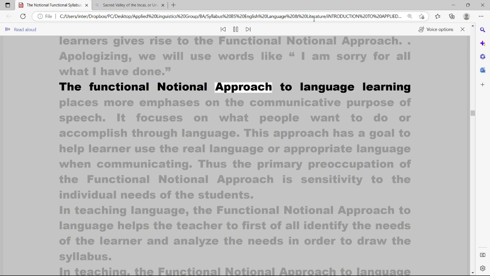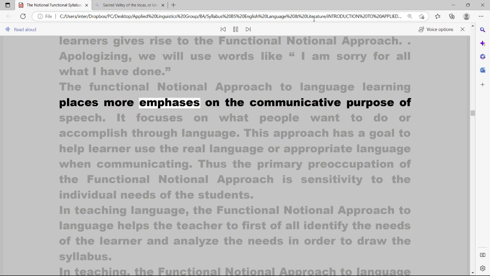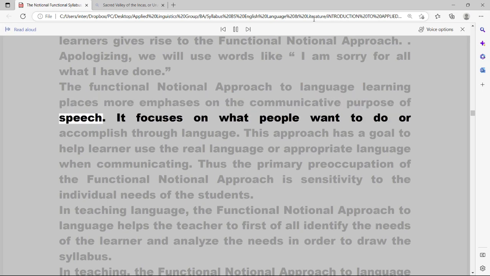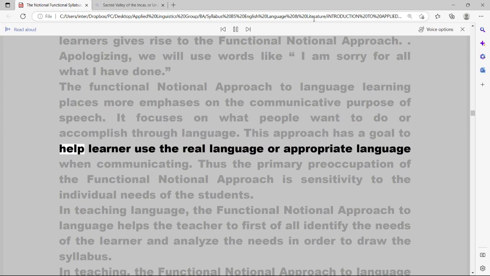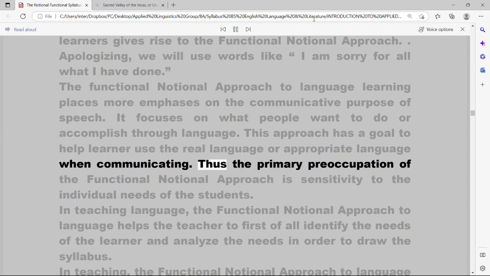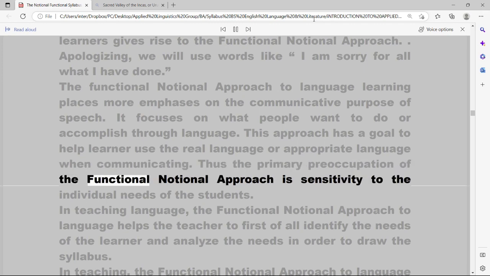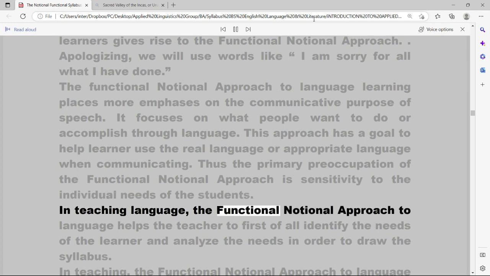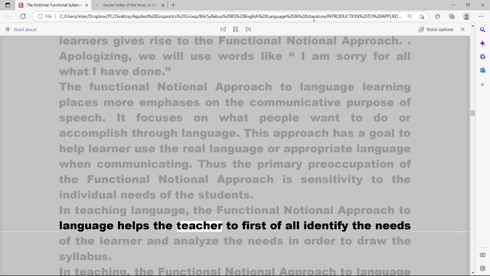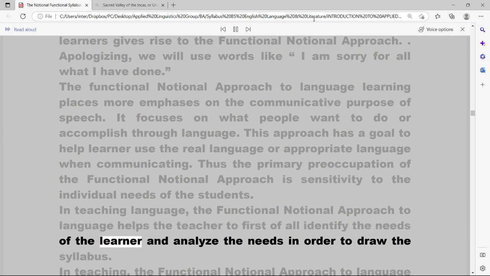The functional notional approach to language learning places more emphasis on the communicative purpose of speech. It focuses on what people want to do or accomplish through language. This approach has a goal to help learners use the real language or appropriate language when communicating. Thus the primary preoccupation of the functional notional approach is sensitivity to the individual needs of the students. In teaching language, the functional notional approach helps the teacher to first of all identify the needs of the learner and analyze the needs in order to draw the syllabus.